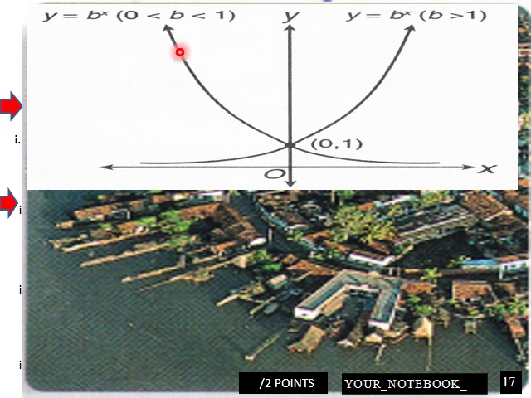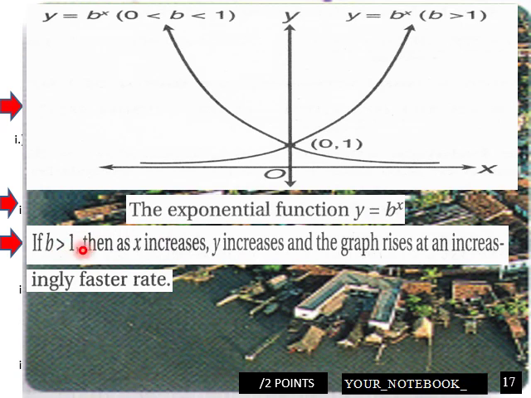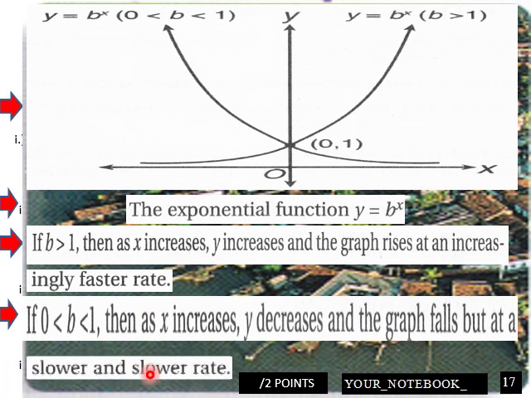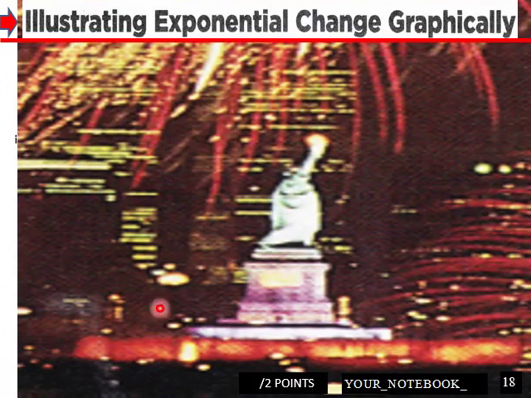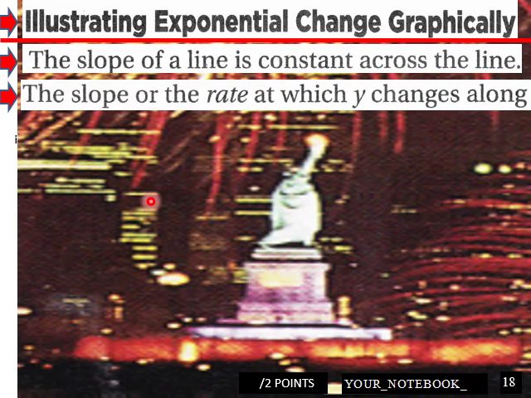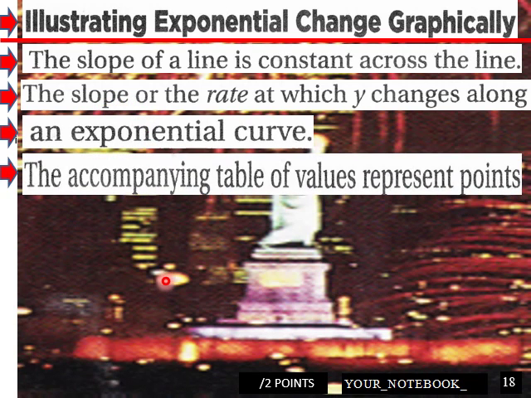So here is an example of exponentials. Y equals b to the x. If b is greater than 1, then as x increases, y increases, and the graph rises increasingly faster here. If 0 is less than b and b is less than 1, then as x increases, y decreases. Illustrating exponential change graphically, the slope of the line is not constant across the curve. The slope or rate at which y changes along an exponential curve.